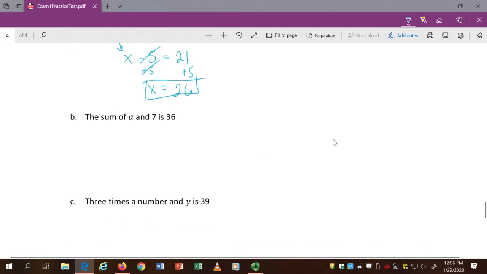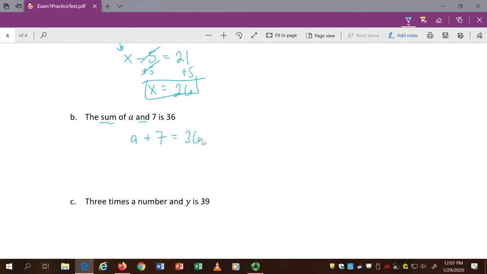Here, again, it's not as complicated. Sum means what? Addition. And in addition, the order actually doesn't matter. In subtraction, it does. But you can read it left to right. The sum of A and 7: the "and" basically tells you where to put the addition sign. So A plus 7 equals 36.